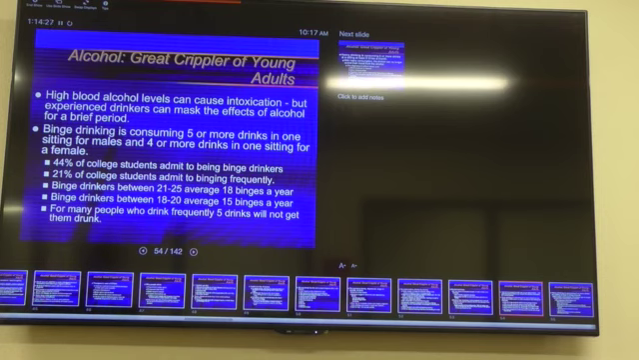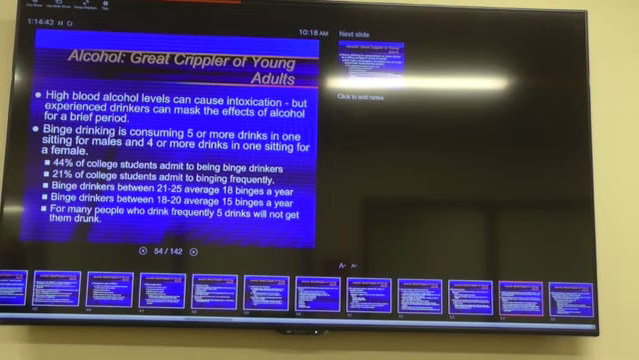I know it's not legal, that's the whole point. These people are drinking illegally, and nobody's doing anything about it. And this is one of the reasons why I think that if they legalize marijuana, how are they going to keep people from smoking marijuana if they can't keep people from drinking alcohol?